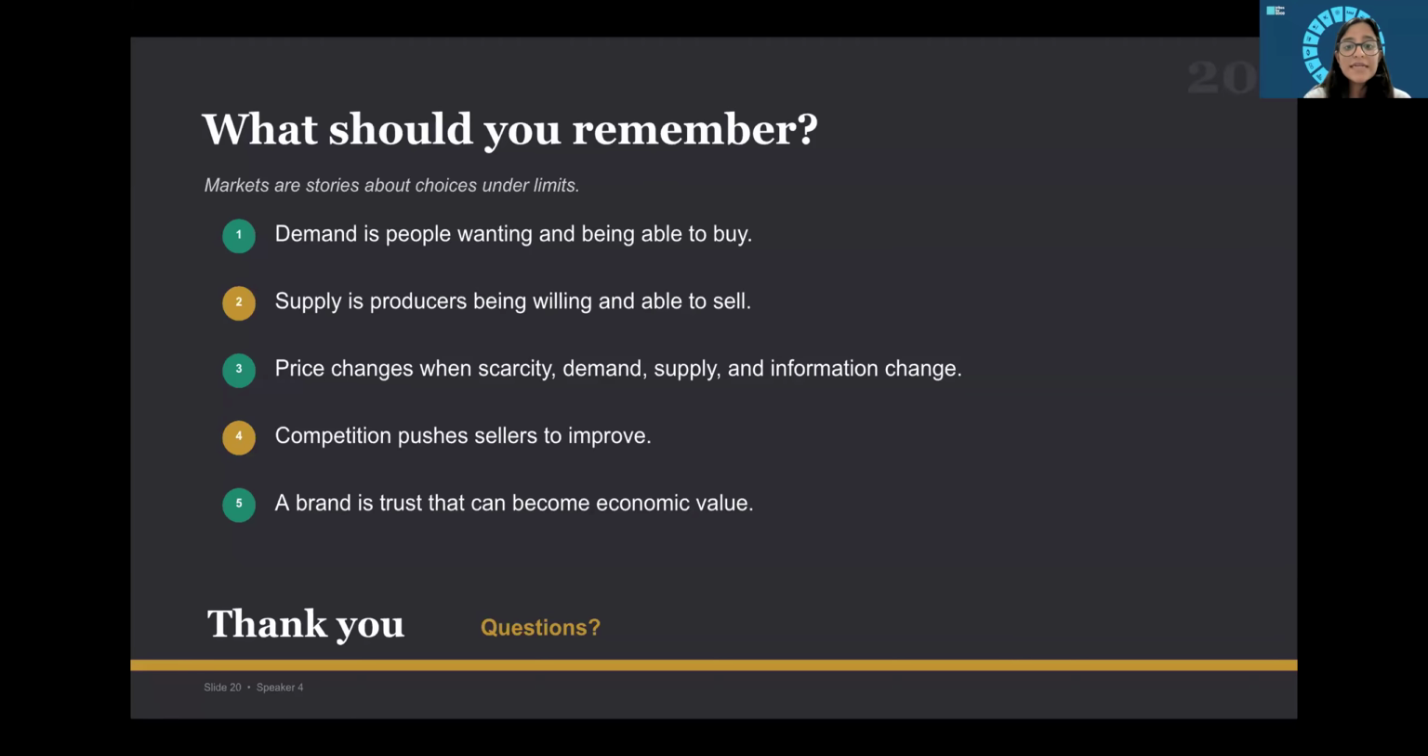So these are just some key takeaways from our PPT. Demand is people wanting and being able to buy. Supply is producers being willing and able to sell. Price changes when scarcity, demand, supply, and information change. Competition pushes sellers to improve. A brand is trust that can become economic value. Thank you so much. If you have any questions, you can ask.